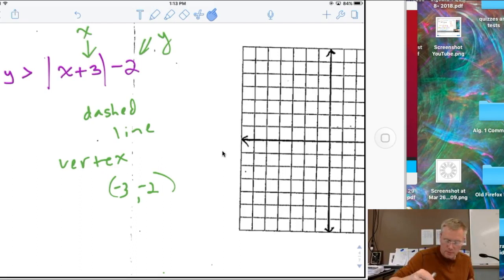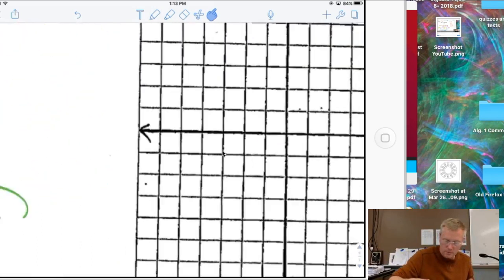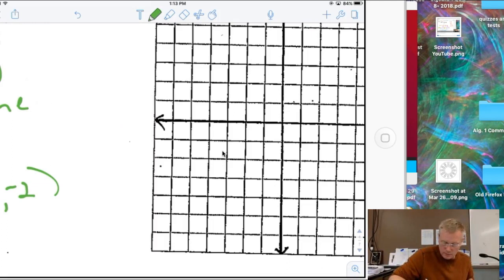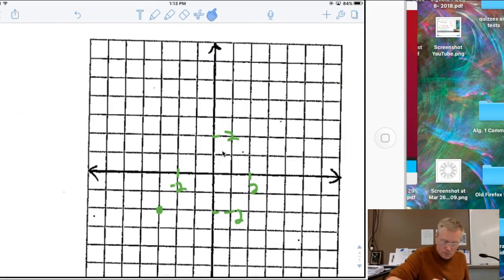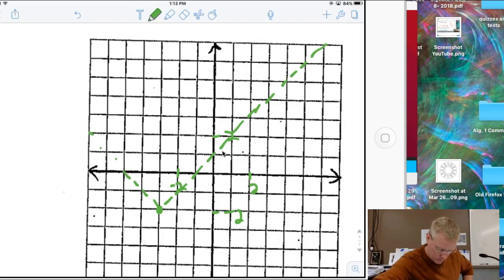And now I'm going to go over there and put the vertex of the V down there, negative 3, negative 2, which is 3, negative 2 here. Okay, so there's going to be a V, it has a slope of 1 with a dashed line. Looking like that way, and that way. Okay, so I got the V.